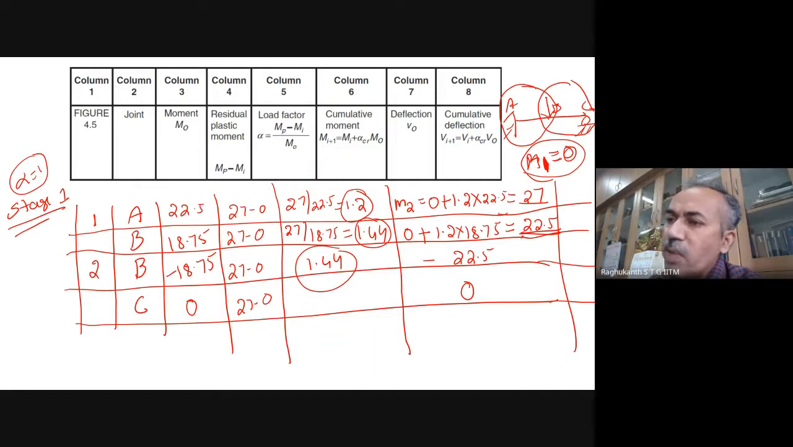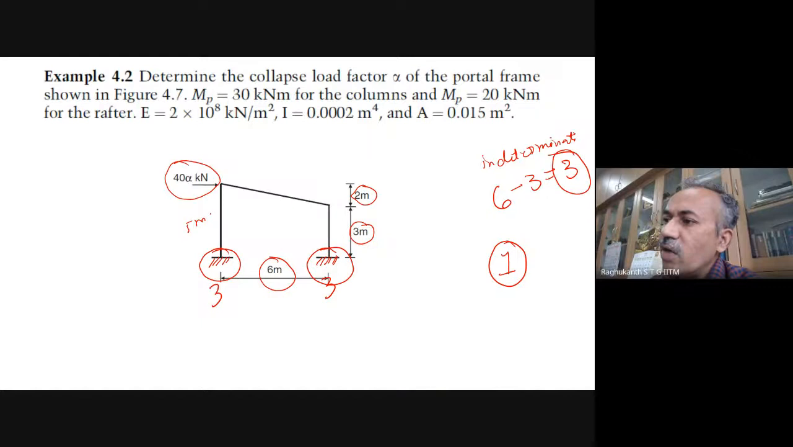Now if it is a simply supported beam, there is no indeterminacy. So how many plastic hinges are required? Only one. But for the propped cantilever, redundancy is one, so two are required. Now for this problem, three is the redundancy. Now how many plastic hinges are required? By using the same logic, four hinges are required actually.